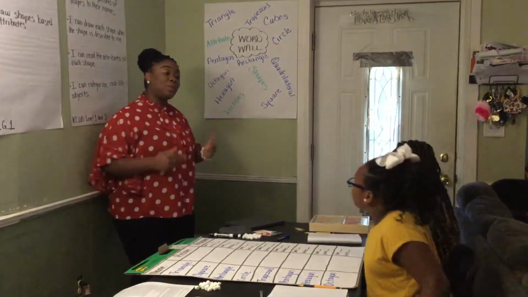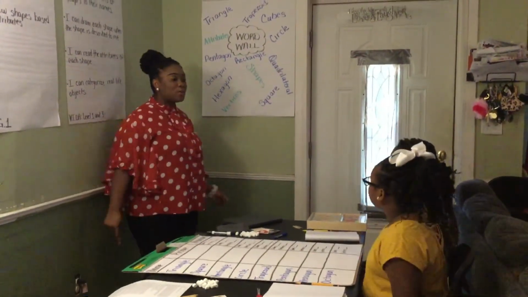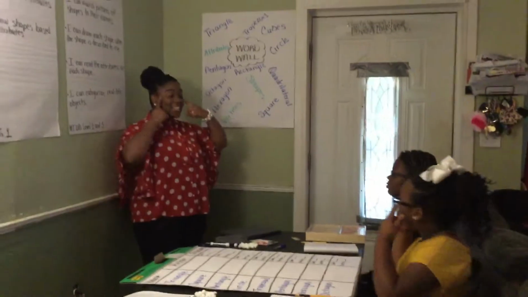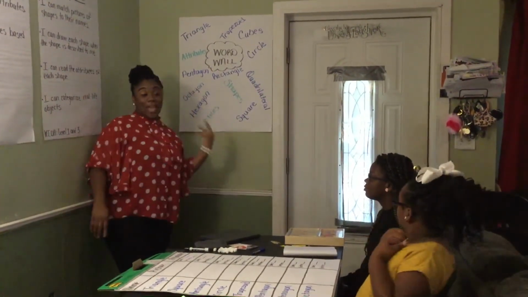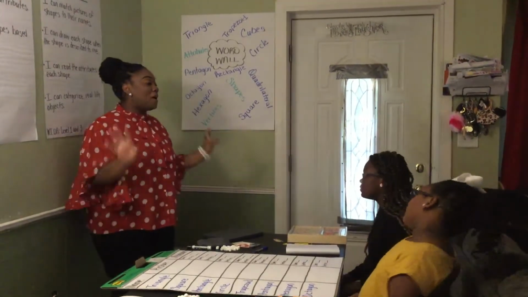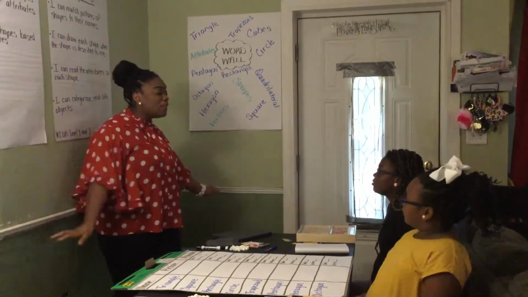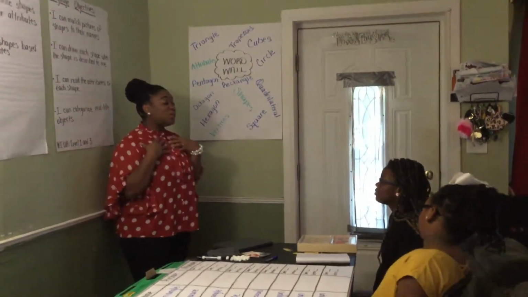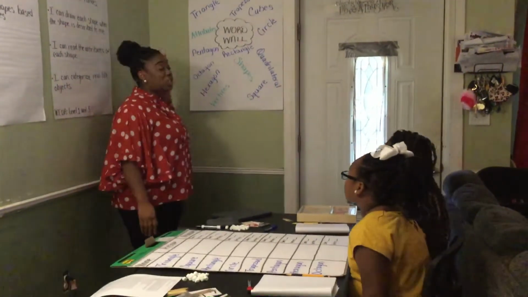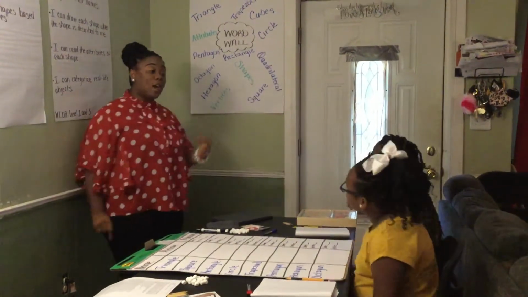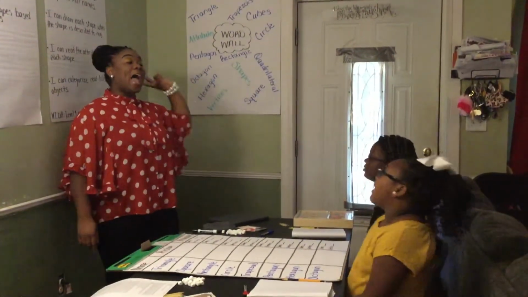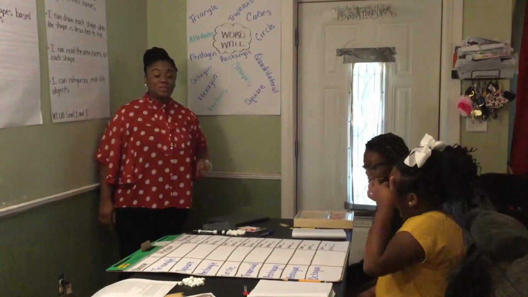You have attributes too. Your attributes are you wear glasses, you have brown eyes, you have long hair, you have brown skin. All of those things are attributes about you that make you special. So shapes have attributes too. Those attributes that we talked about are sides and vertices. Awesome job.